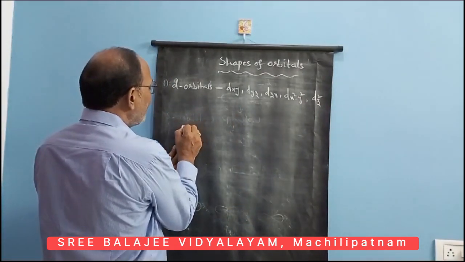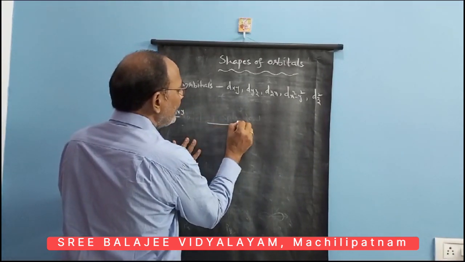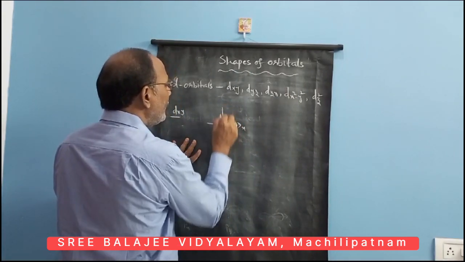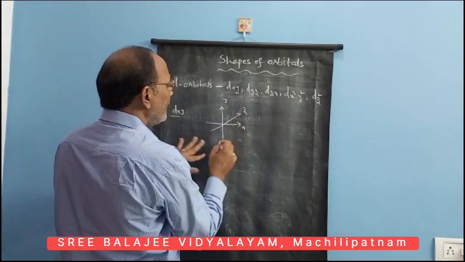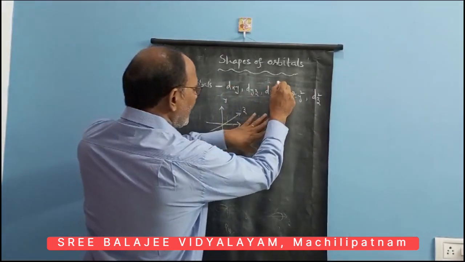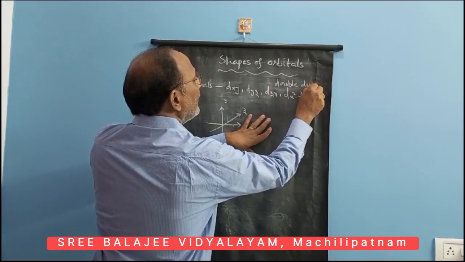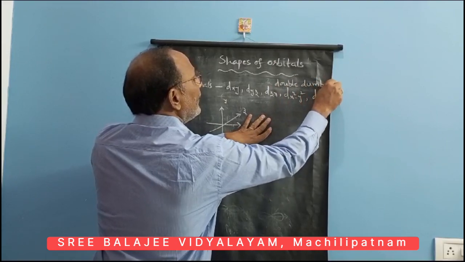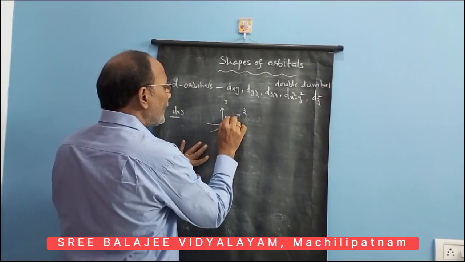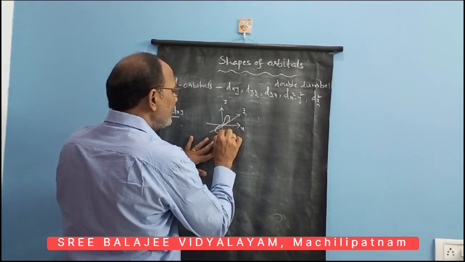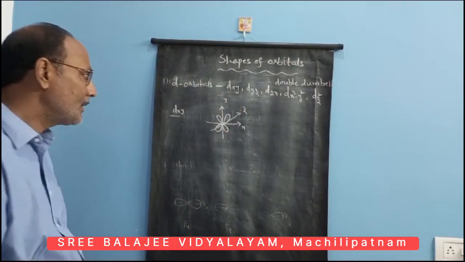Now the dxy orbital. Take the x, the y, and this is the z axis. The shape of the d orbital is a double dumbbell. So this time, one dumbbell you have to show like this, and the second one is here like this. So this is the dxy orbital.